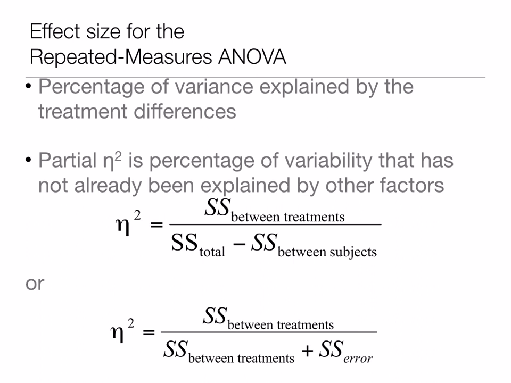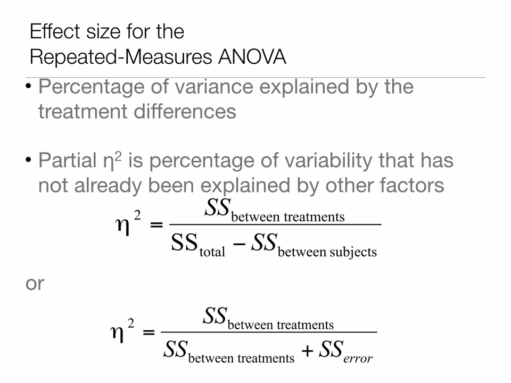Just as with a one-way ANOVA, we're still going to want to look at measures of effect size. We're still using eta squared for repeated measures ANOVA. The only thing that we're going to have to change is the denominator of our eta squared formula. It is still the percentage of variance that's explained by the treatment differences, and it's telling us which variability hasn't already been explained by other factors.